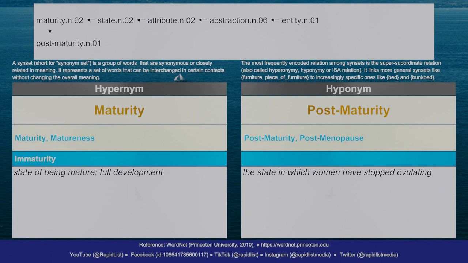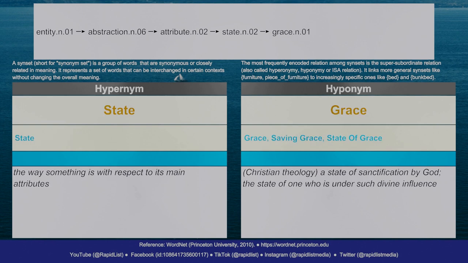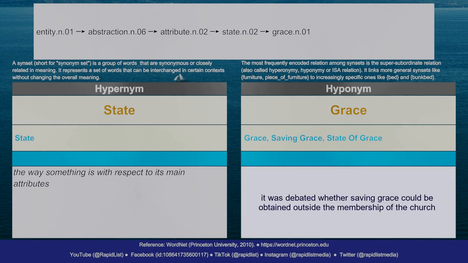Post-maturity. The state in which women have stopped ovulating. Ripeness. The state of being ripe. Youth. Early maturity, the state of being young or immature or inexperienced. Grace. Christian theology, a state of sanctification by God, the state of one who is under such divine influence. It was debated whether saving grace could be obtained outside the membership of the church.